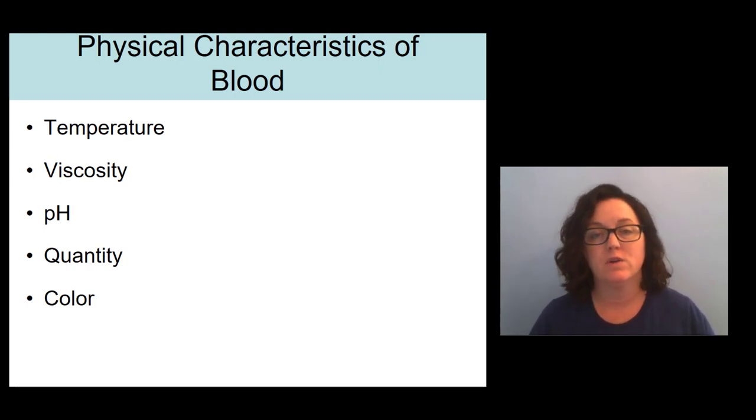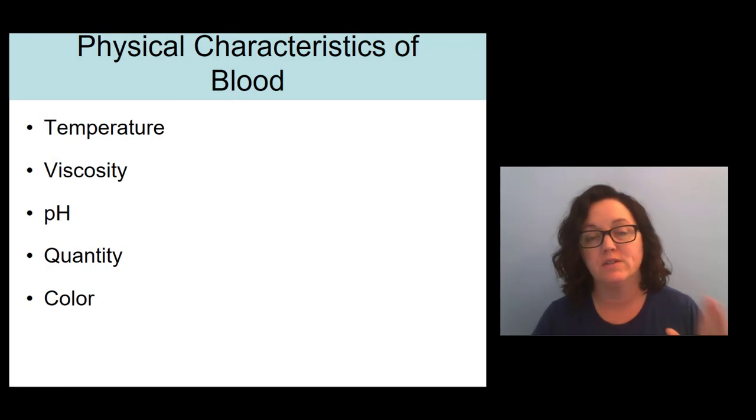Blood viscosity is referring to how thick blood is. So think of water and then honey. They're both liquids, but one's thicker than the other, right? So honey is more viscous than water. So blood has a viscosity that's about 5 times higher than that of water. So it's not honey thick, but it's not just like water thin either.